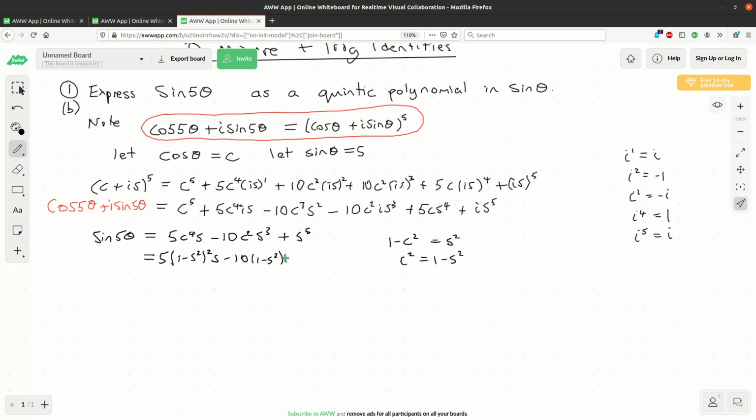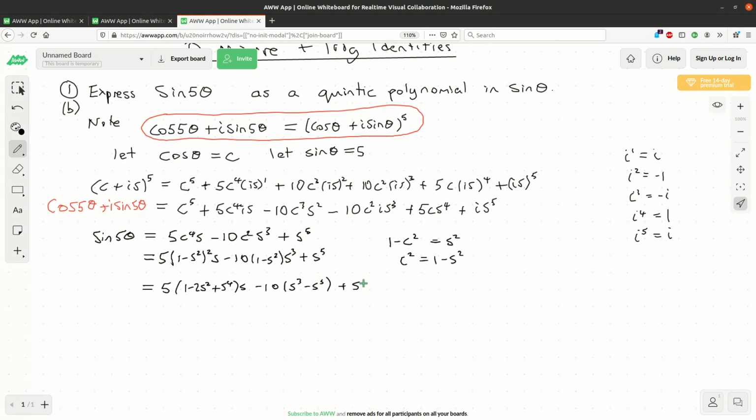Yeah, beautiful. Now I've got it solely in terms of a polynomial in sine theta. So what is that the same as? 5 times (1 minus 2s squared plus s to the power of 4), but times s at the end, minus 10 times, let's put that s cubed in there, (s cubed minus s to the power of 5), plus s to the power of 5. Make sure your 5s and s's don't get muddled up here.